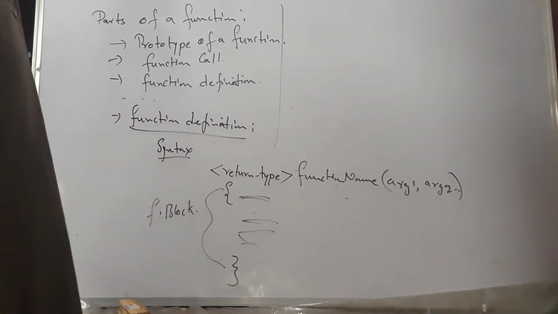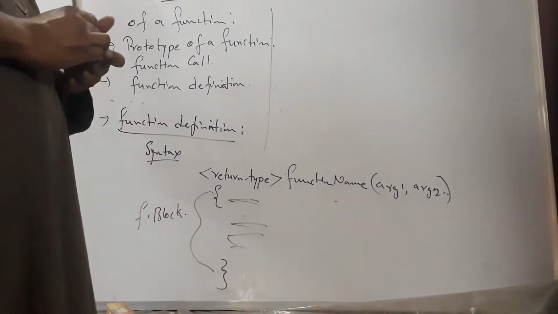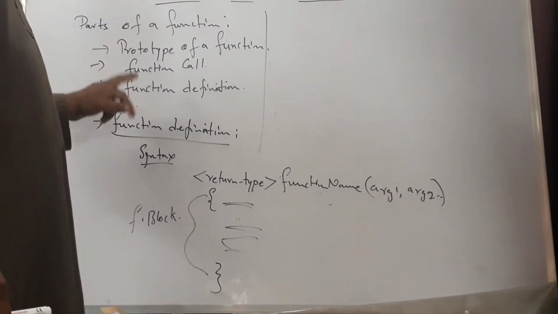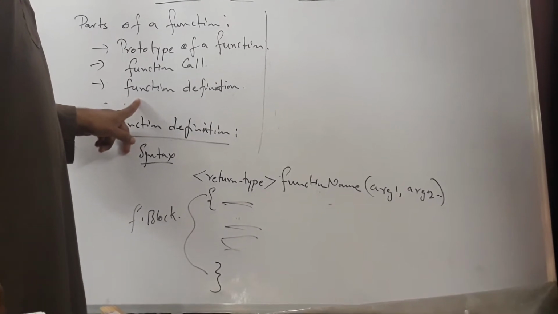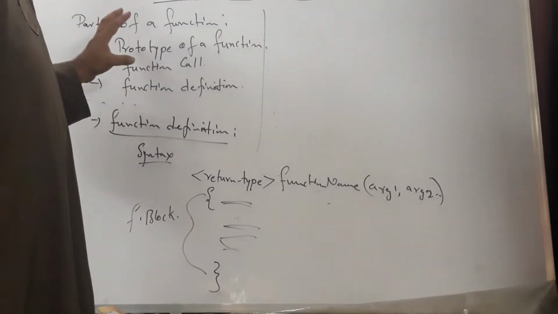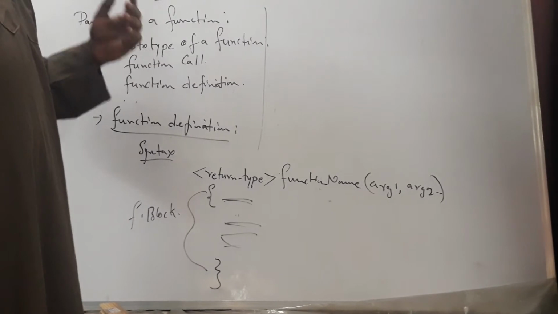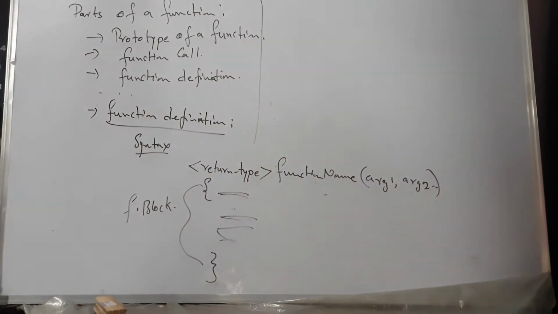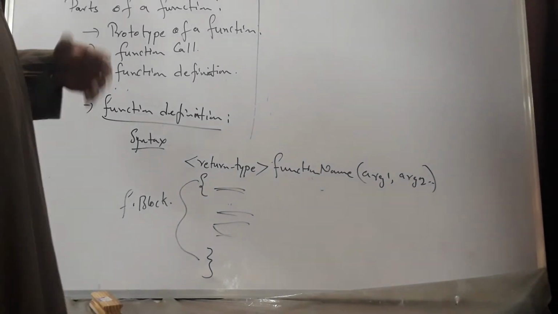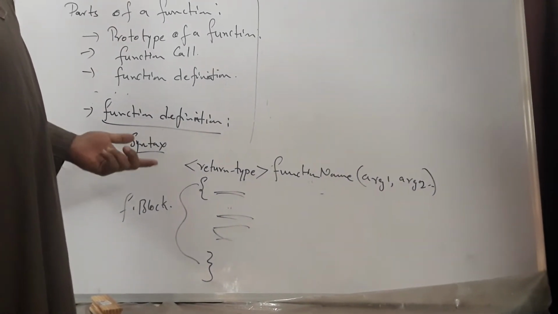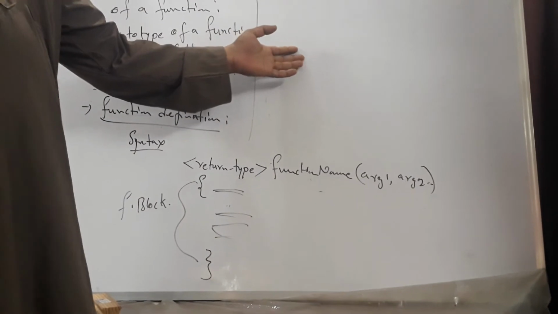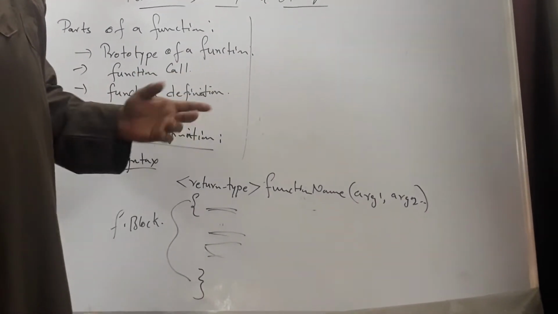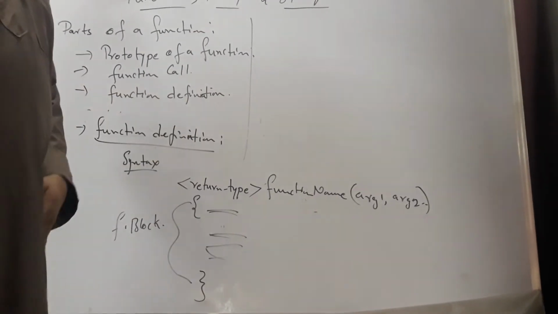Always remember the function should have three things. Function prototype should be there, function call should be there, and function definition should be there. So this is the basic thing of a function. After that, we'll see one small example of how to write a function, how to define a user defined function. As I told you, in types of functions we have two types, built-in function and user defined function. First we'll go for user defined function.